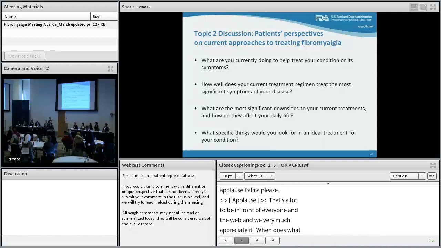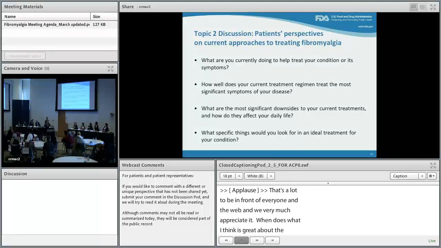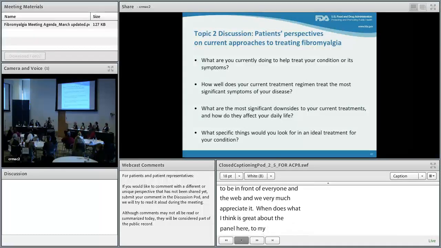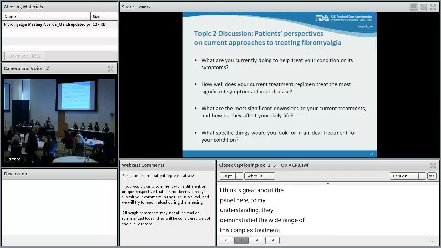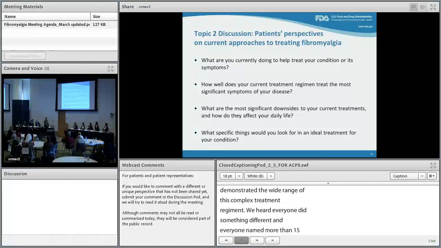And what I think is so great about this panel that was up here is, to my understanding, they demonstrated the wide range of this complex treatment regimen. We heard everyone did something different, and everyone named, I believe, more than 15 things that they are doing.